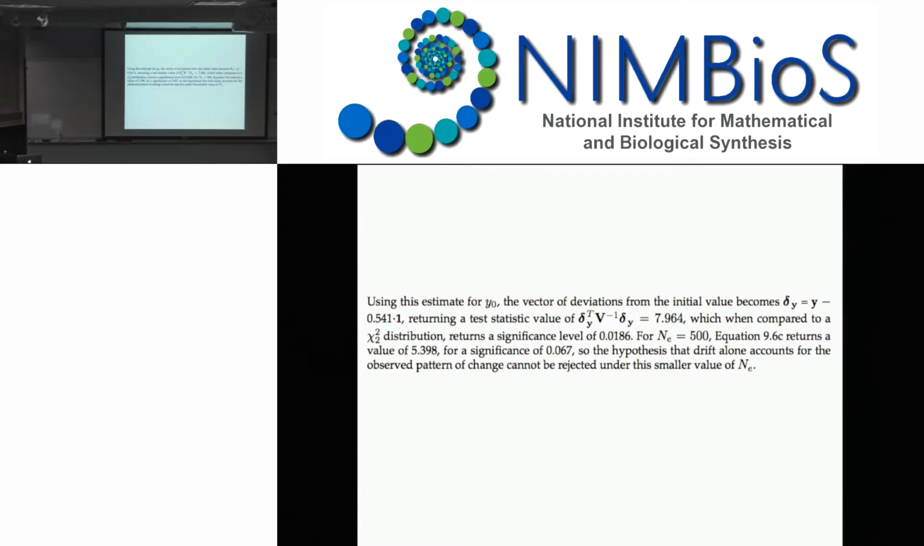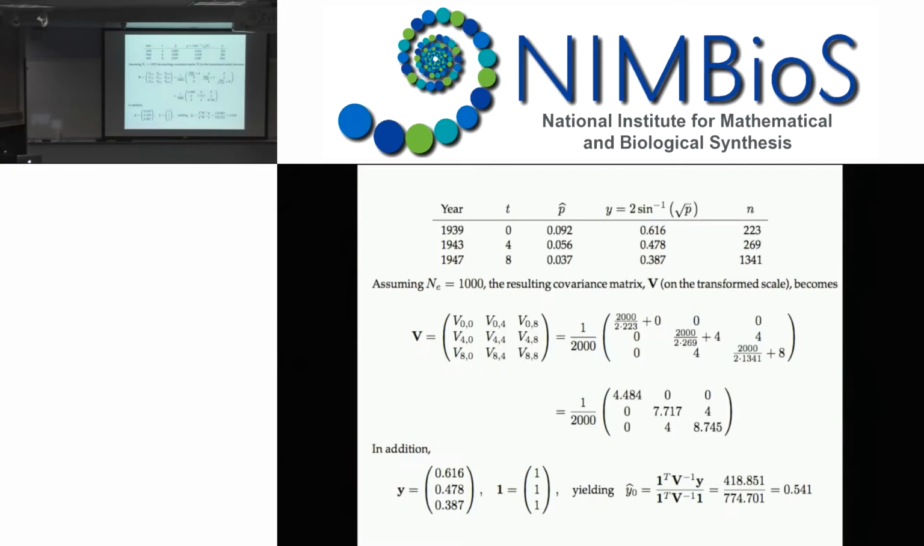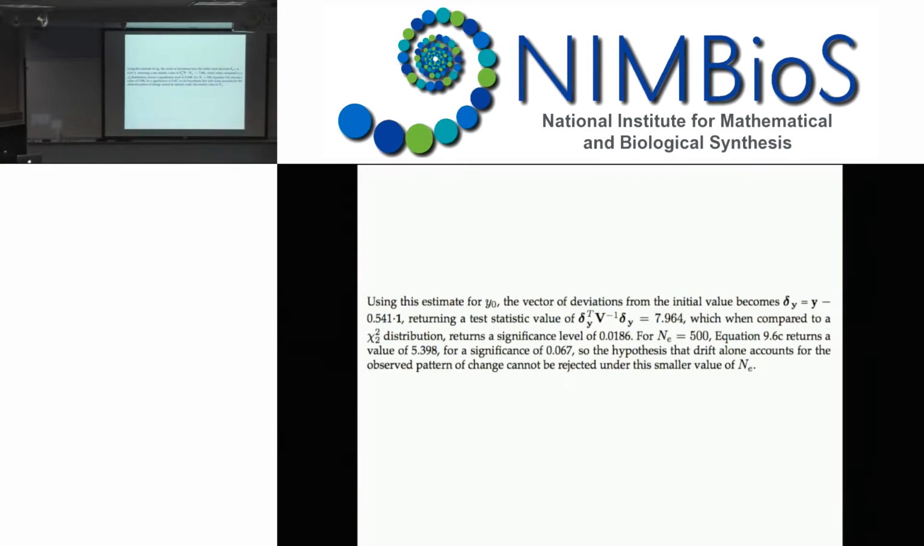And when you go ahead and compute the vector of deviations, it's 7.8. Compare that with a chi-square 2, you get basically a p-value of about 0.2. That's assuming here, I slipped that in there, an effective population size of 1,000.